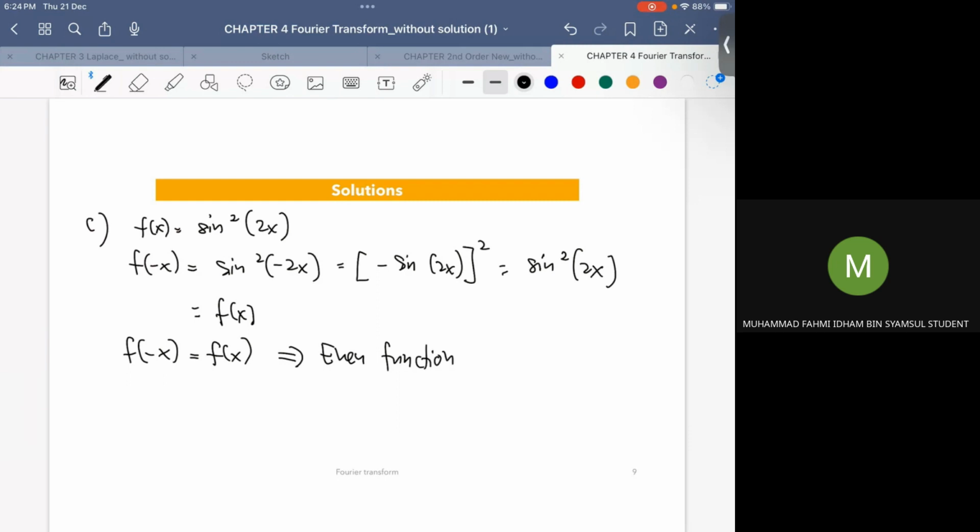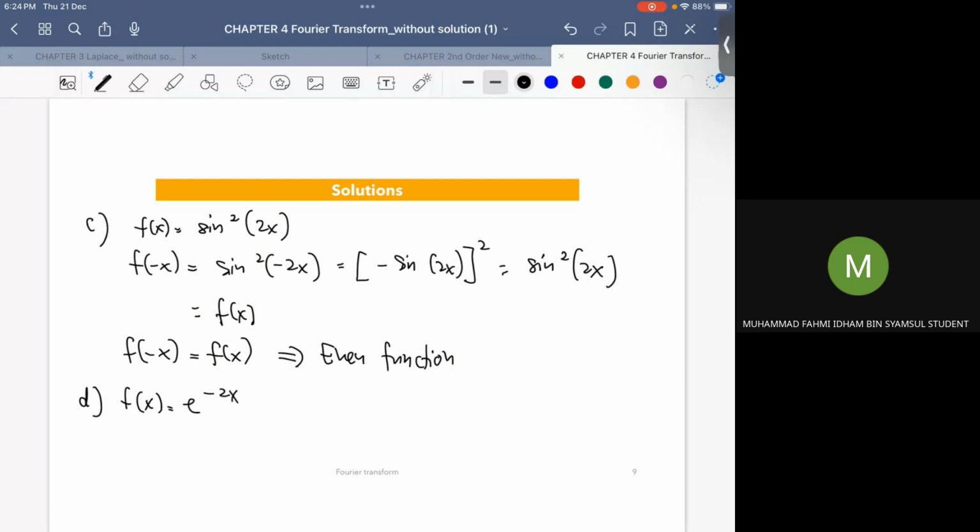So you need to do the conclusion whether this is even or odd function. But for D, so D is exponent negative 2x. So f(x) equal to exponent negative 2x.